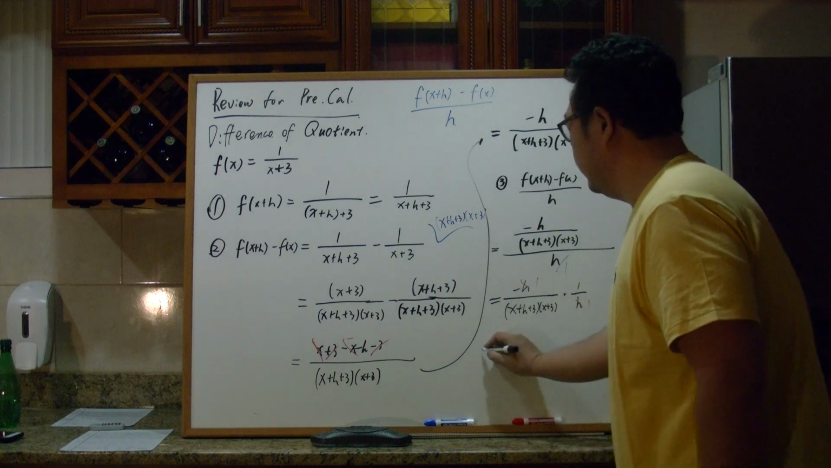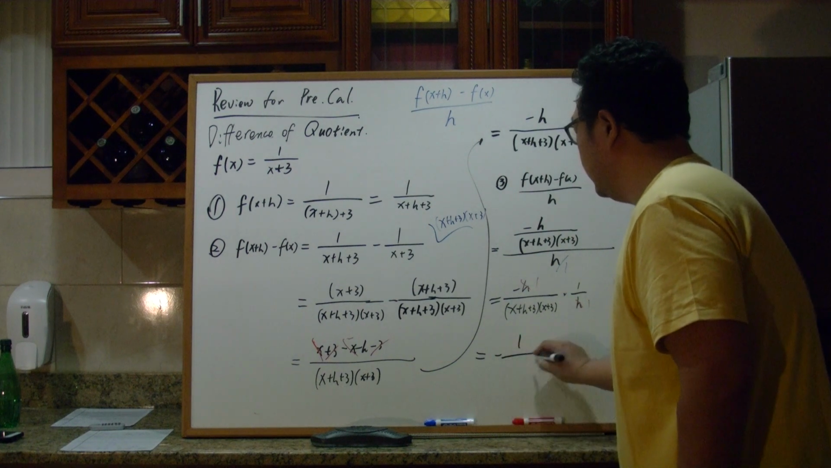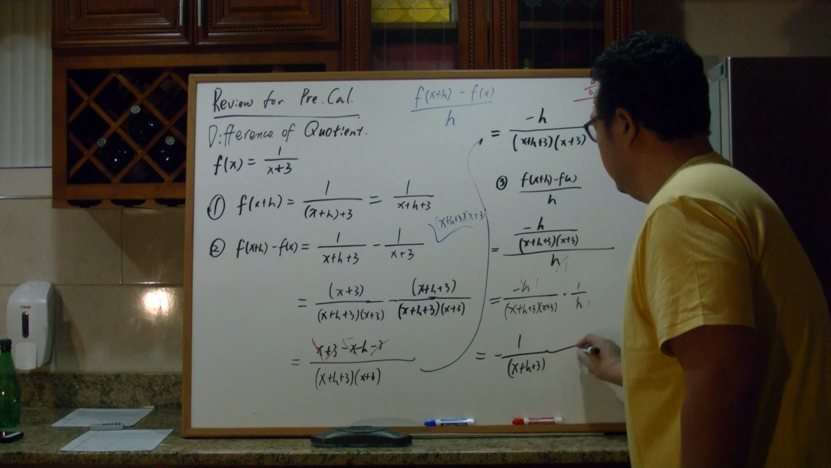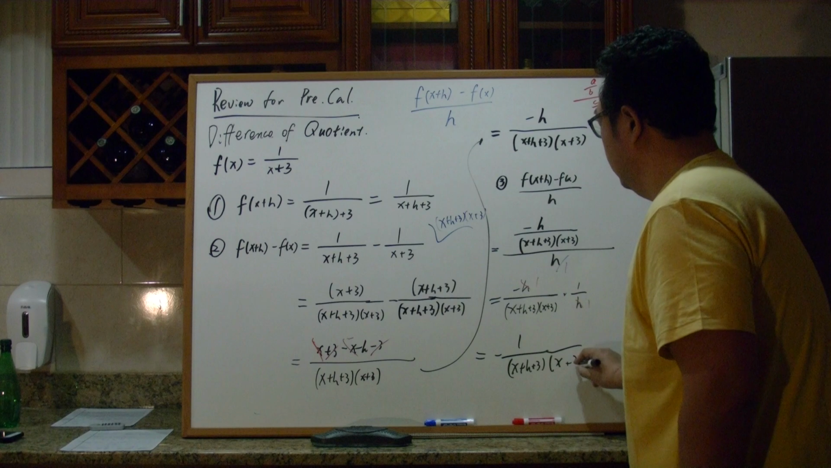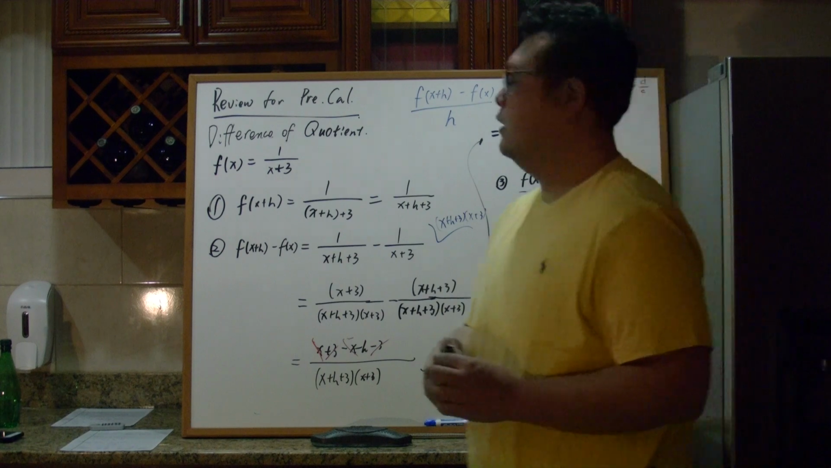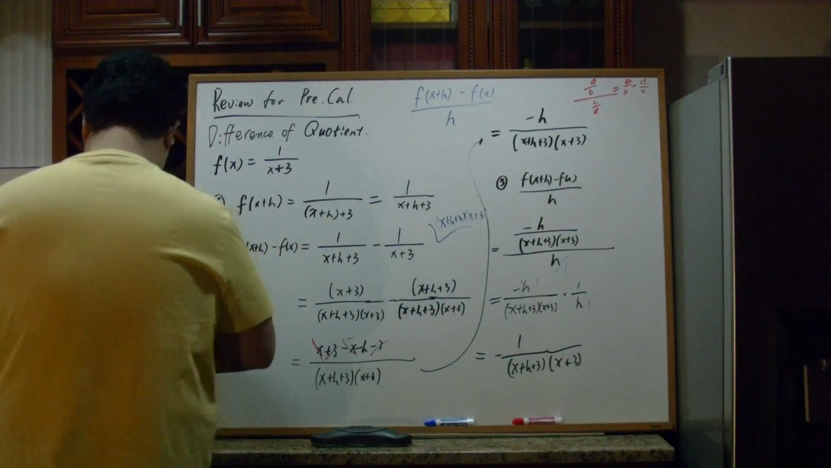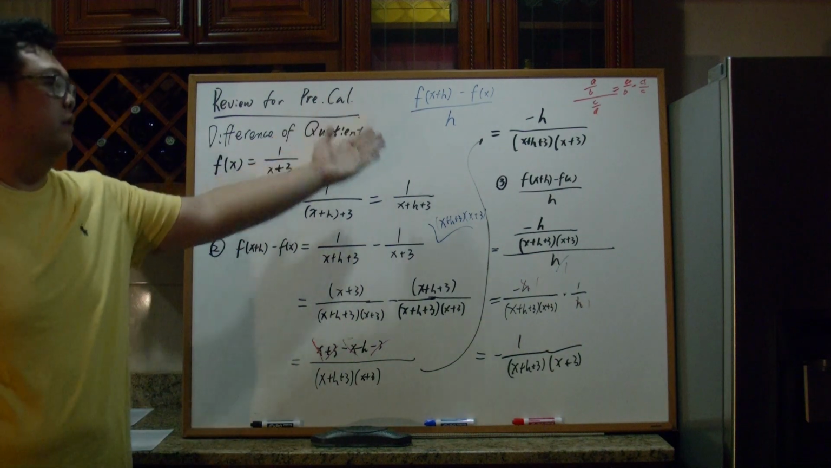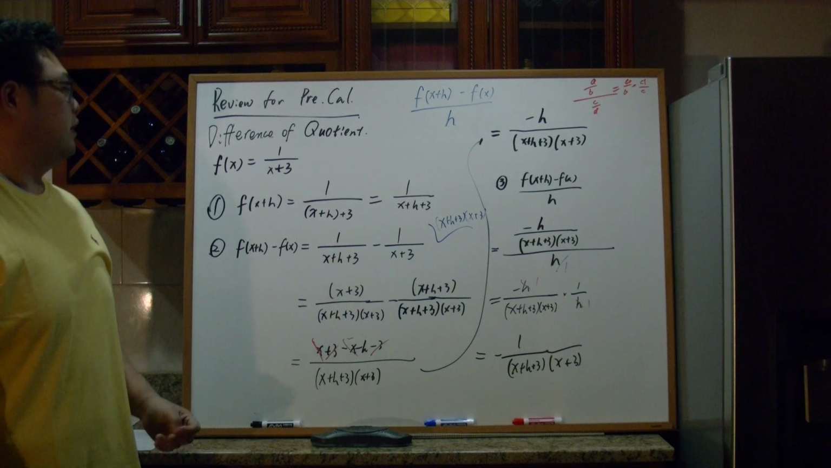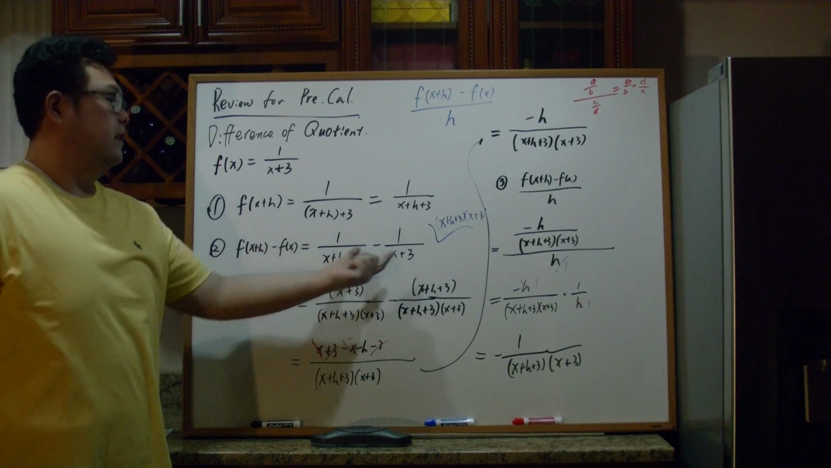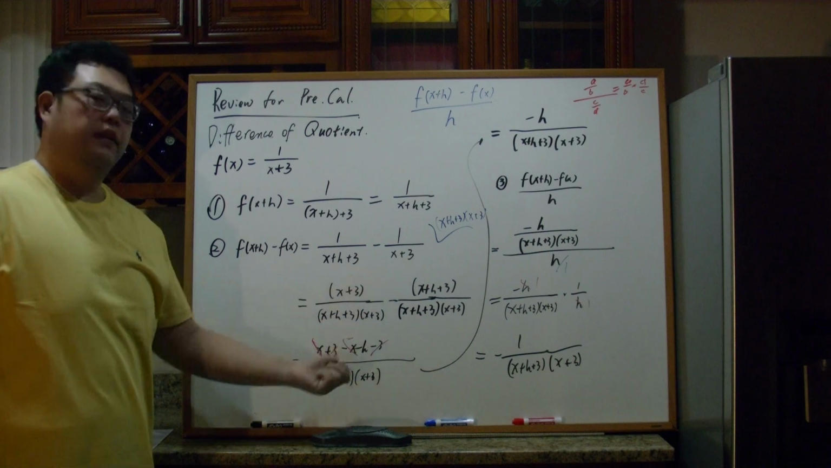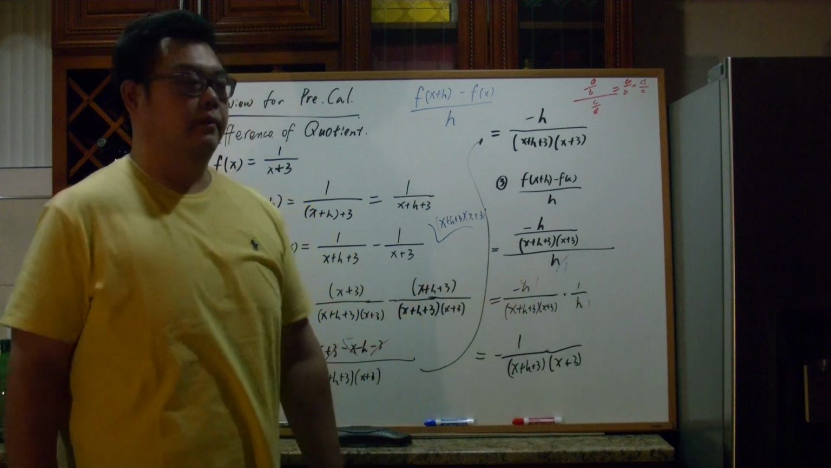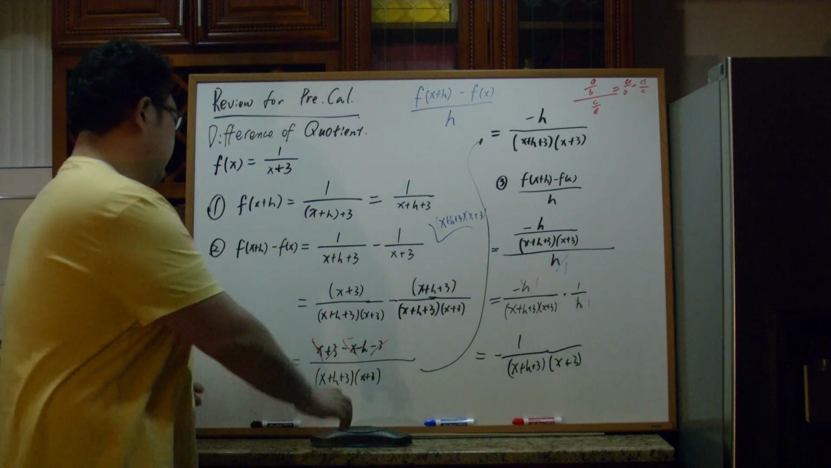And our new expression becomes negative 1 over x plus h plus 3 times x plus 3. That is the type of difference of quotient when we do a rational expression. To find the difference by combining them together to a single fraction, then dividing by h to see what term is left over.